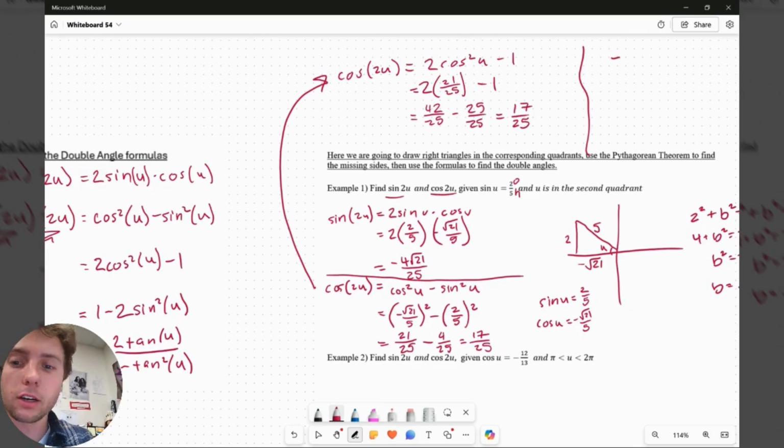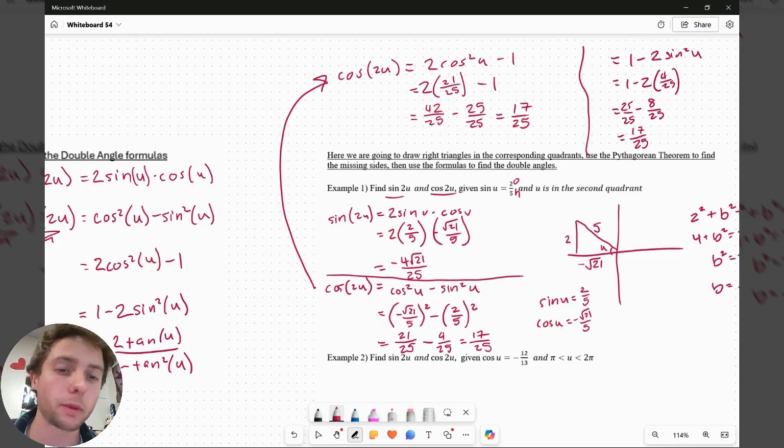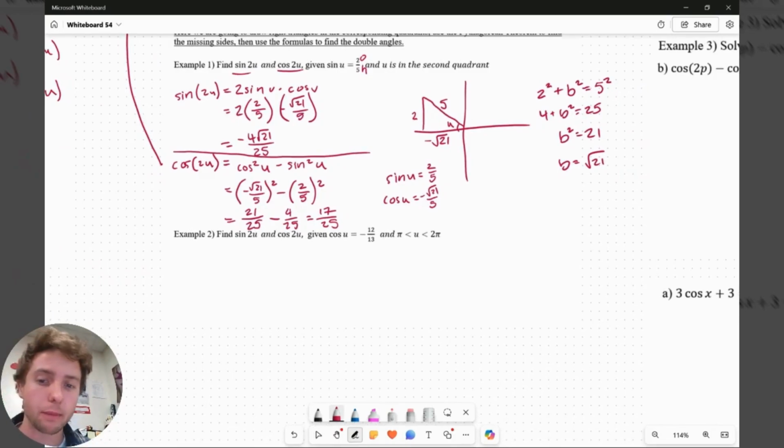You could do that with the third variation of the formula, which is 1 minus 2 sine squared u, which, okay, sine squared we said was 4 over 25. So it looks something like this now, but 1 minus that. Again, make a common denominator. So 25 over 25. 25 minus 8 is also 17, right? So we do see this is an equivalent form. All three formulas work. It just depends which one you want to utilize, and it might depend on what the problem looks like for which one's easiest as well. Okay? From there, we might look at example 2 real quick.